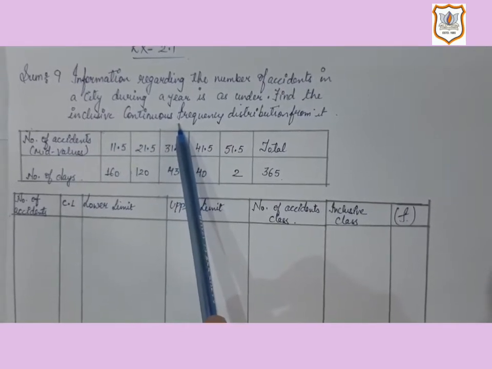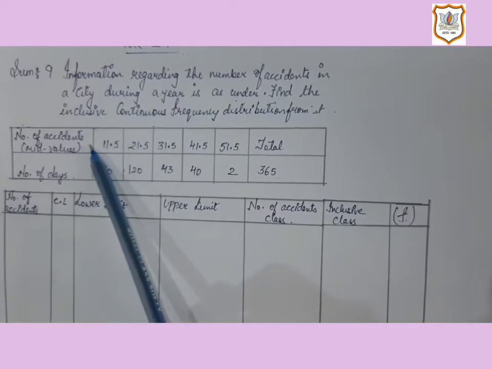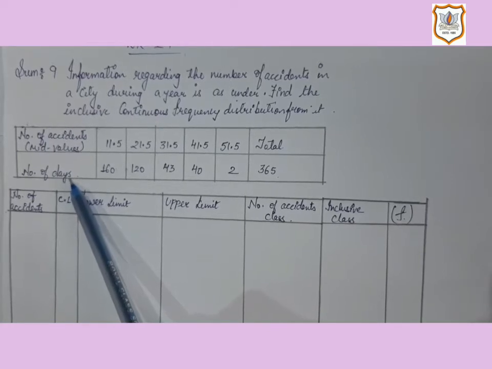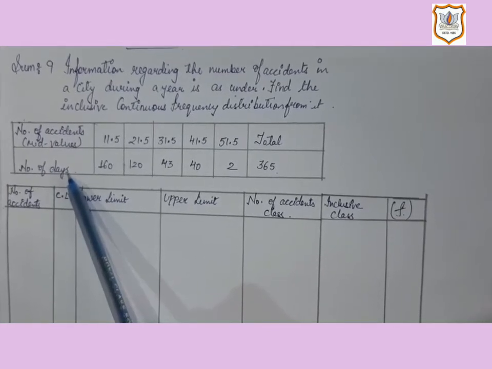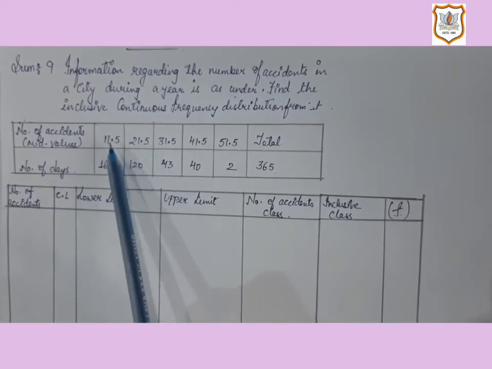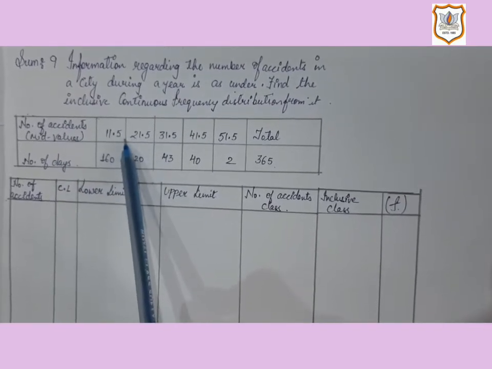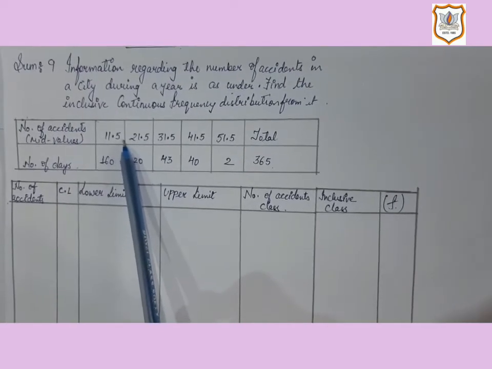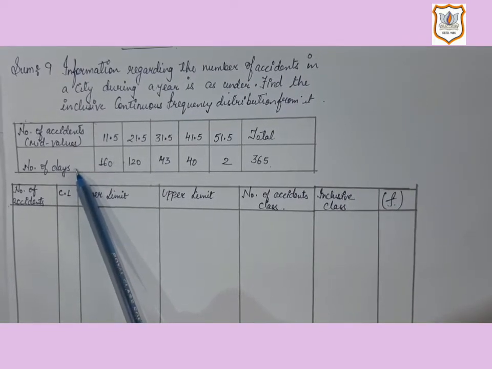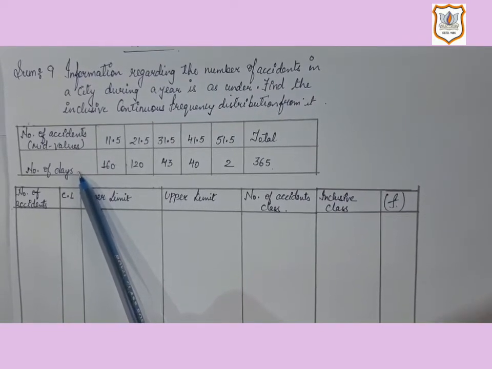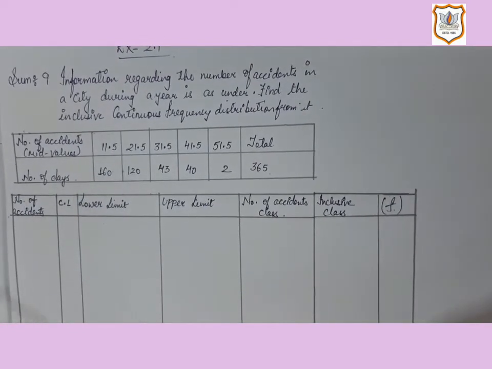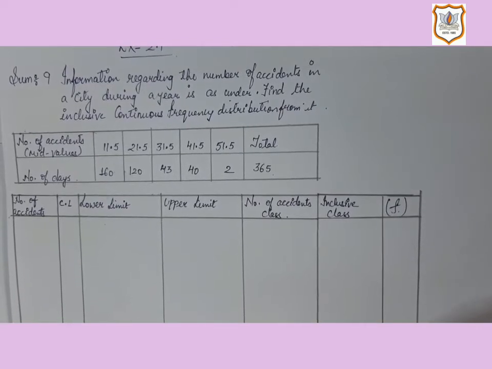In the last sum, that was sum number 8, mid values were given. Here also mid values are given. Number of days, that means frequency, is given. And the class length we can know from the difference between two adjoining mid values, that is 10. So the class length is 10. So class length, mid values, and frequency are given. So you have to find the lower limit, upper limit, and then you will come to know the inclusive continuous frequency distribution from it. So let's start the sum.